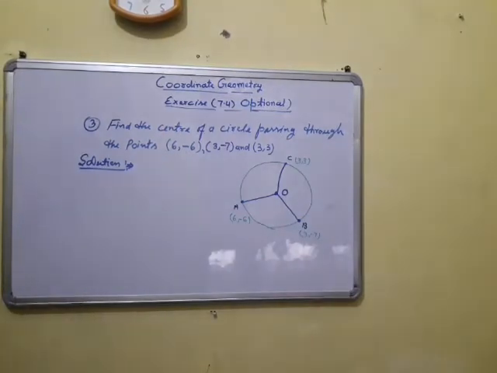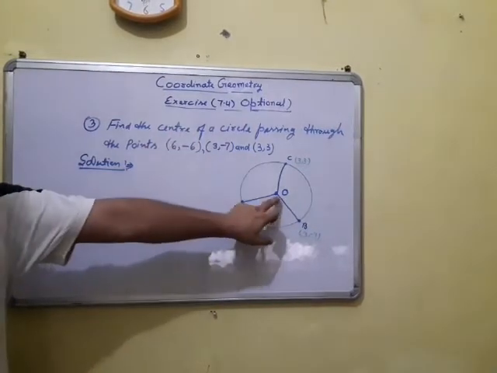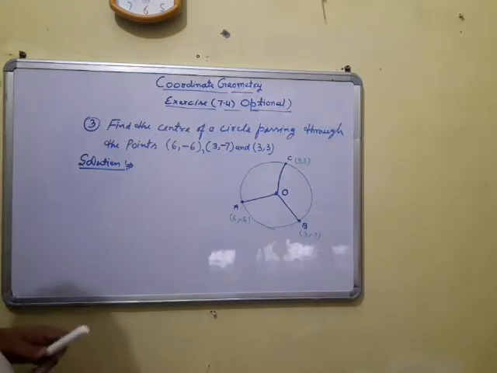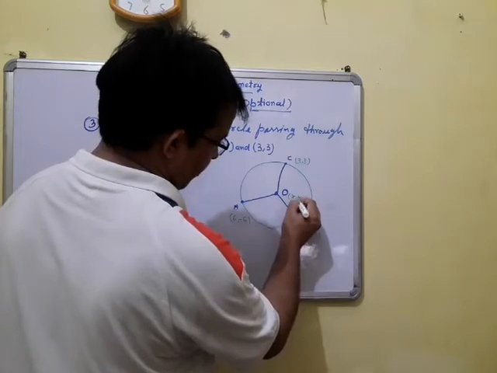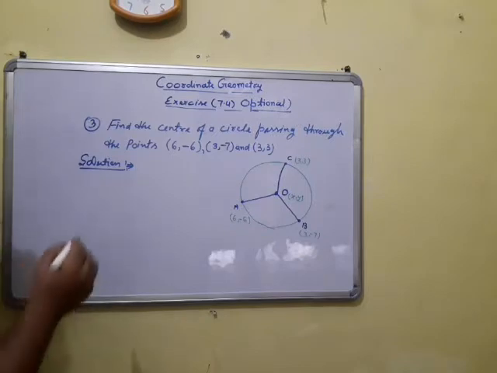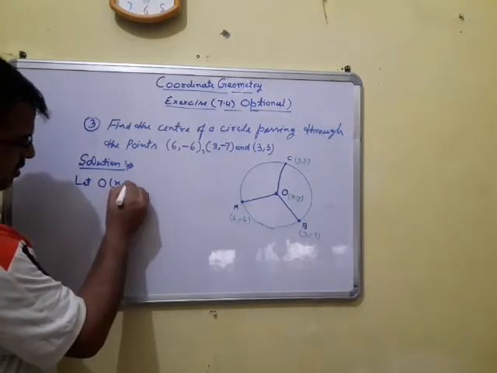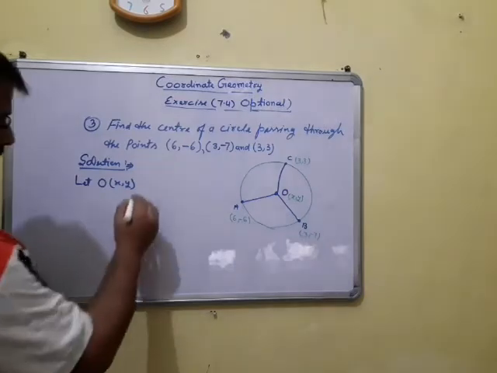Now what we get here? Let us see here the solution. Find the center. We find here the center. So what we get here? Let O के coordinates को मान लेते हैं. Let O's coordinates here be X and Y. Clear?